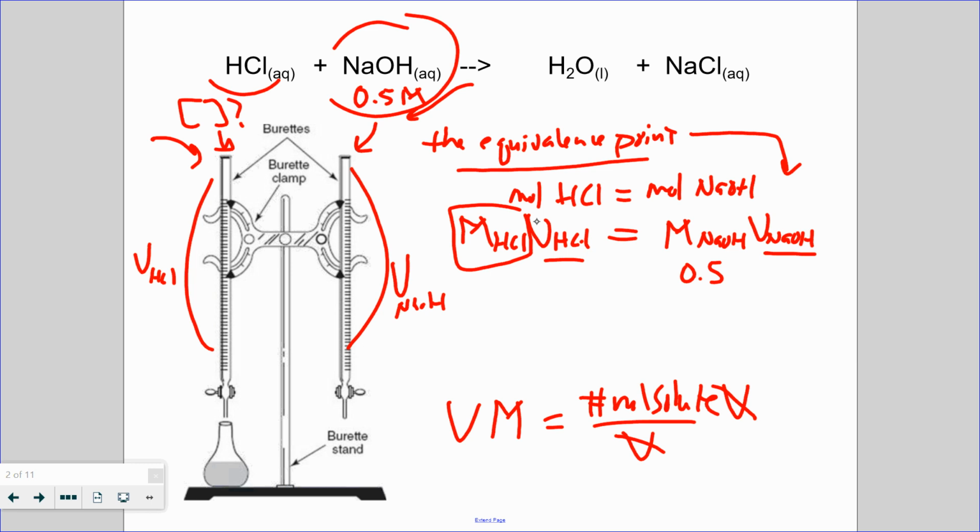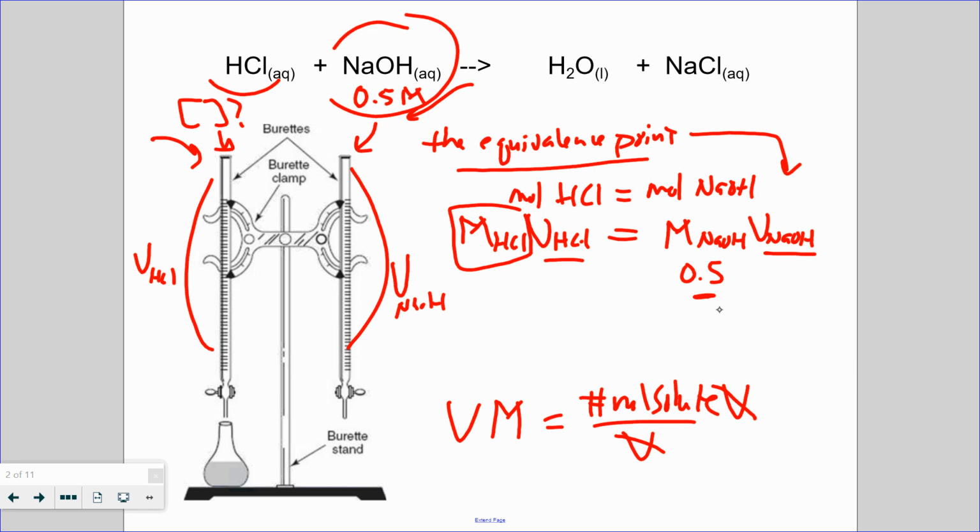So you can see the math becomes really easy. I just need to keep track of the volume of the NaOH and the volume of the HCl, and I already know the molarity of the NaOH, and so it becomes a plug and chug, as I'll show you guys here in just a second. Okay, so there's the basic chemistry behind this.